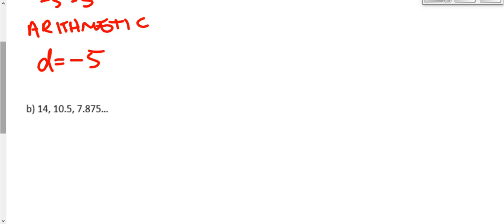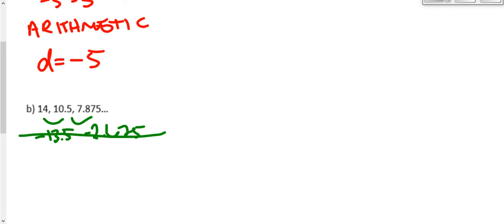Let's check example B. Example B is another sequence. I can check to see if I can add or subtract to get between these numbers. To get from 14 to 10.5, I would have to subtract 13.5. But to get from 10.5 to 7.875, I can already tell that that's not going to work. And if I plug it in a calculator, it looks like I actually have to subtract 2.625. So that's not a pattern, which means this is automatically not arithmetic.